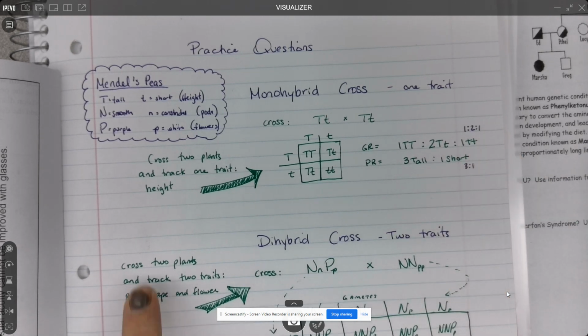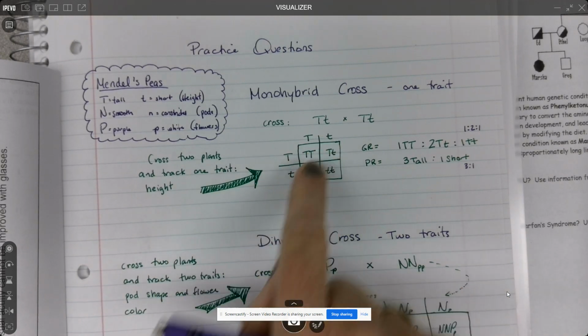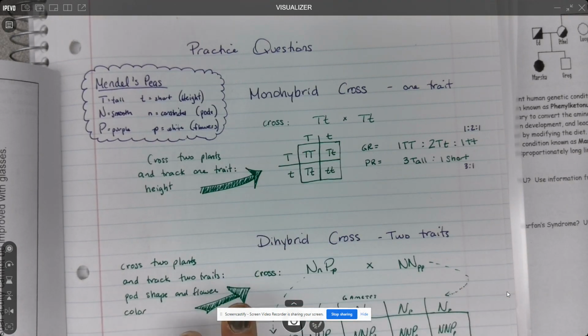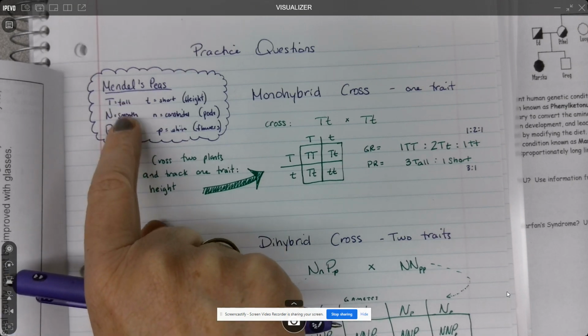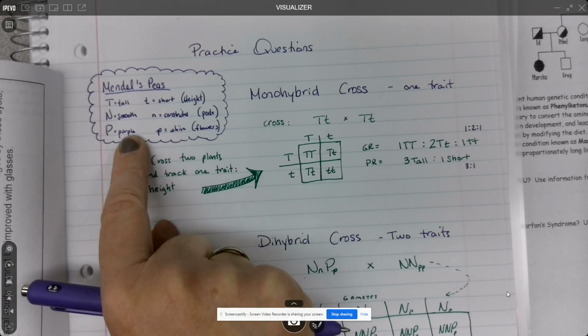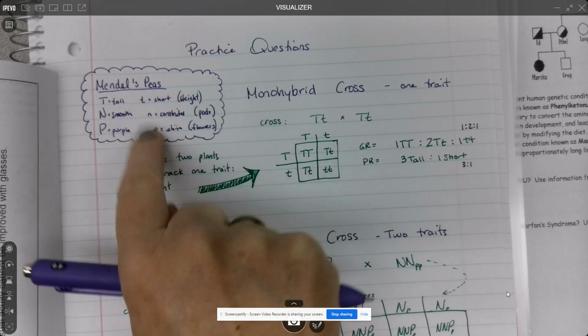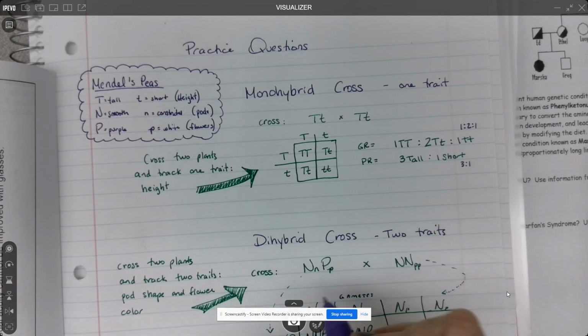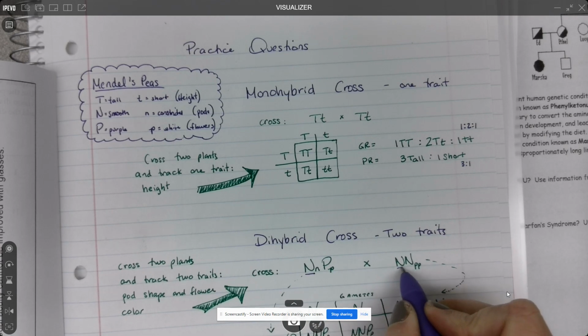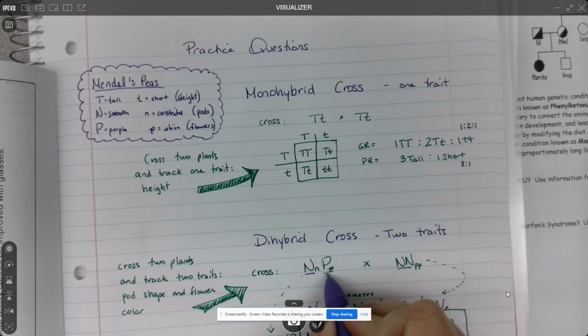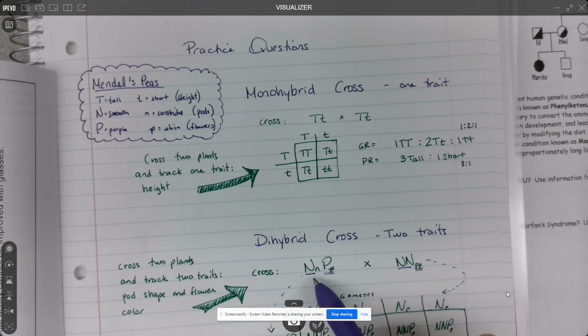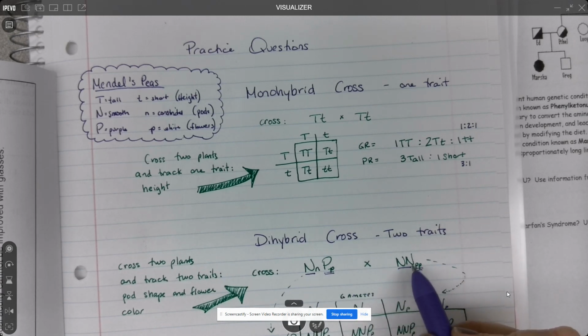And then I asked students to cross 2 plants, just like 2 plants up here. But this time I wanted you to track 2 different traits: either height and pod shape, or pod shape and flower color, or height and flower color, some combination of these traits. And so I chose pod shape and flower color. This is one plant that is dominant for pod shape and dominant for flower color, so this is going to be a smooth purple flowering plant. This plant was also smooth podded, and it had white flowers.